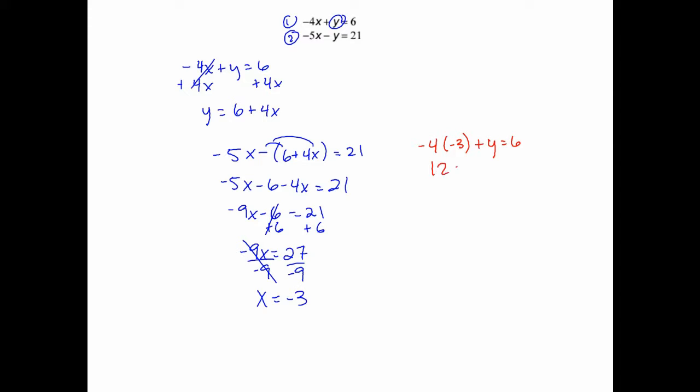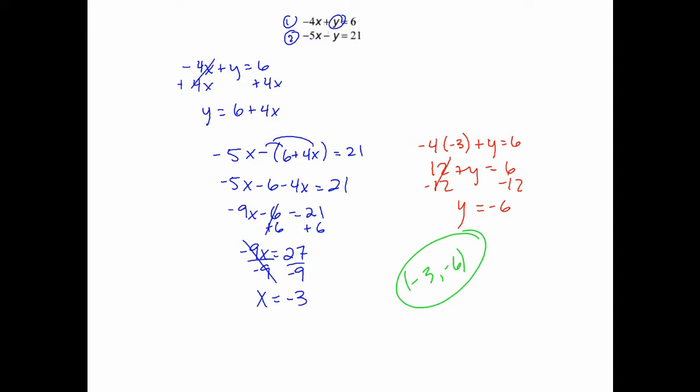All right, so I get 12 plus y equals 6, subtract 12, and so y equals 6 minus 12, which gives me negative 6. And always go back and check. So my answer here would be negative 3 comma negative 6.